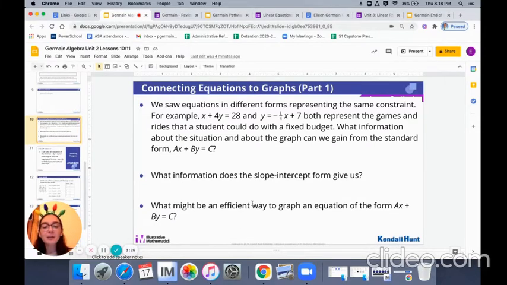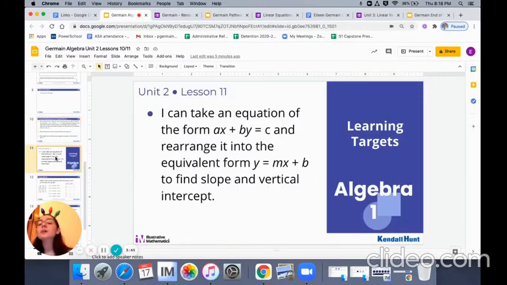What might be an efficient way to graph an equation in the form of ax plus by equals c, so standard form? How is it efficient to graph these things? Like I just said, you're going to find your two intercepts, and then you connect them to create your equation line, okay? So now let's take a look at what this activity is going to be asking us to do. Our learning targets for today are: I can take an equation of the form ax plus by equals c and rearrange it into the equivalent form of y equals mx plus b to find the slope and the vertical intercept.